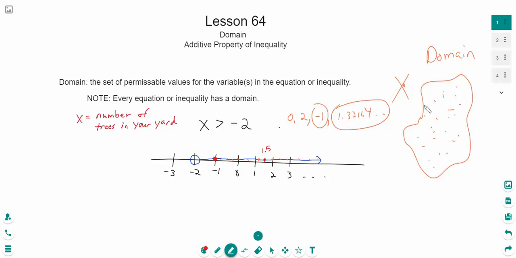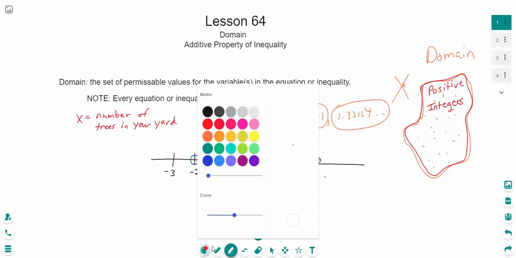So the domain for something like this, the pool of numbers that we can select answers from, is probably going to include maybe positive. Maybe we'll write it this way. This is all the positive integers. Or maybe another way to say that would be the positive whole numbers. Okay?